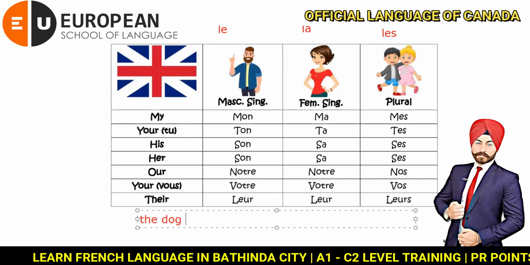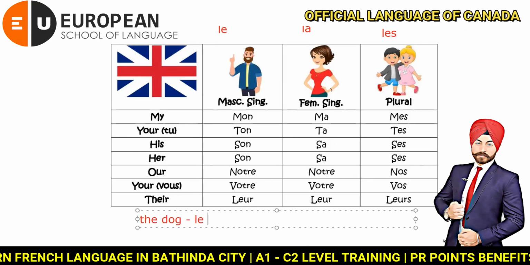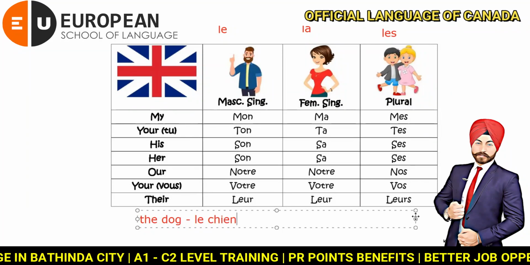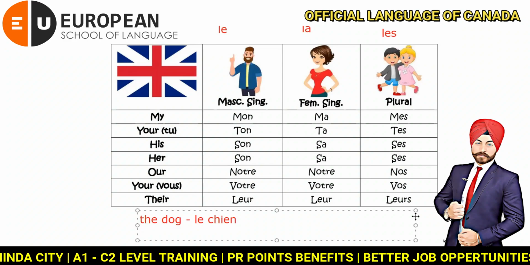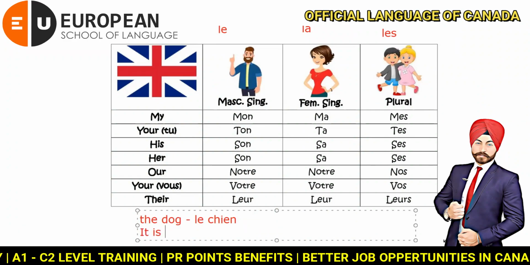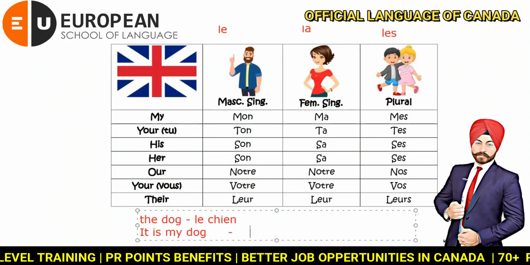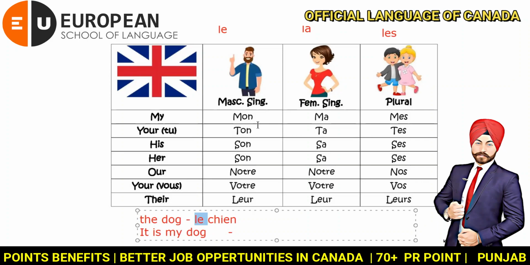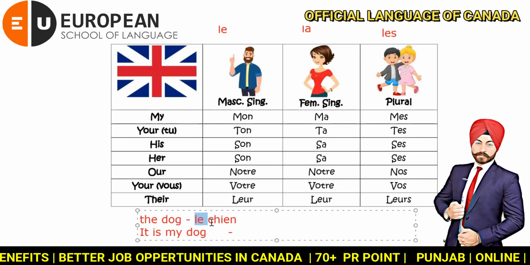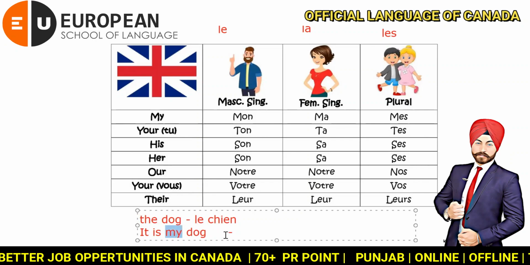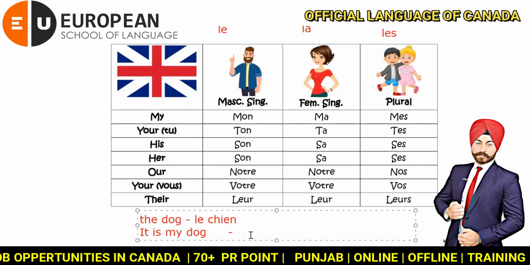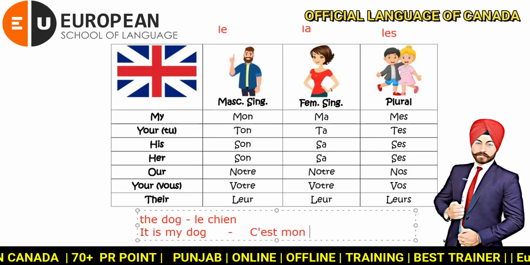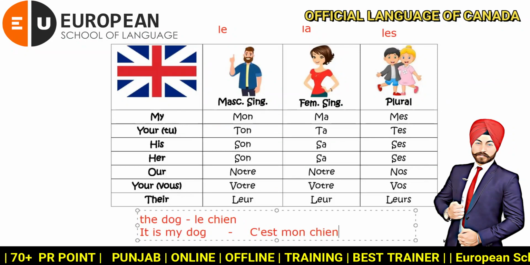the dog, and article is le chien, means the dog. If I want to say it is my dog, I will simply say, see, article is le, which comes under masculine, and for that particular masculine I will use mon for my. Means okay, it is in French is written as c'est mon chien.